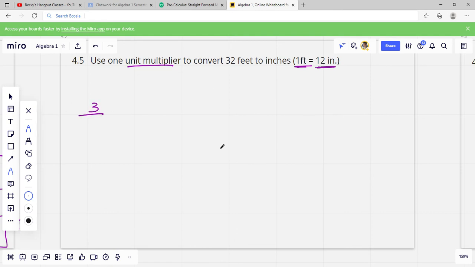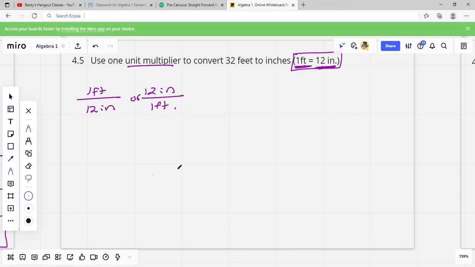So if we have 3 over 3, right, that's the same thing as 1, right? So we can multiply anything times a fraction that's equal to 1 without changing it. So if we have 1 foot over 1 foot, that's still just equal to 1. Well, a unit multiplier takes the 2 different measurements and puts them into fraction form. So we can make 2 unit multipliers out of this information. 1 foot is equal to 12 inches, or we can flip it and say 12 inches is equal to 1 foot.